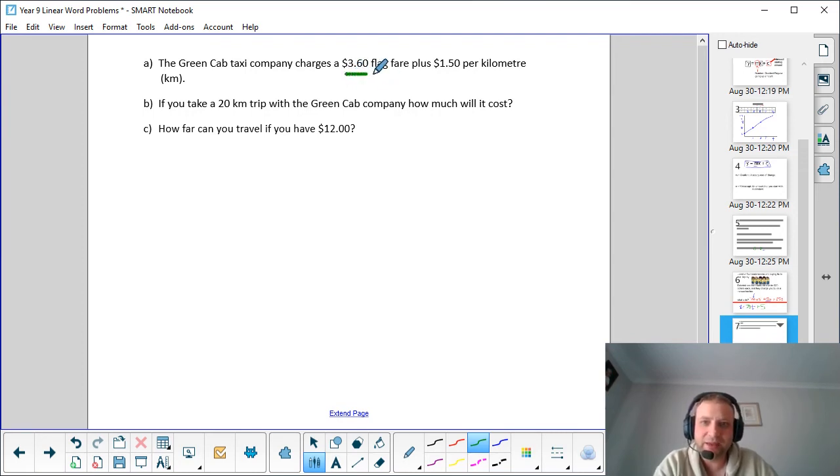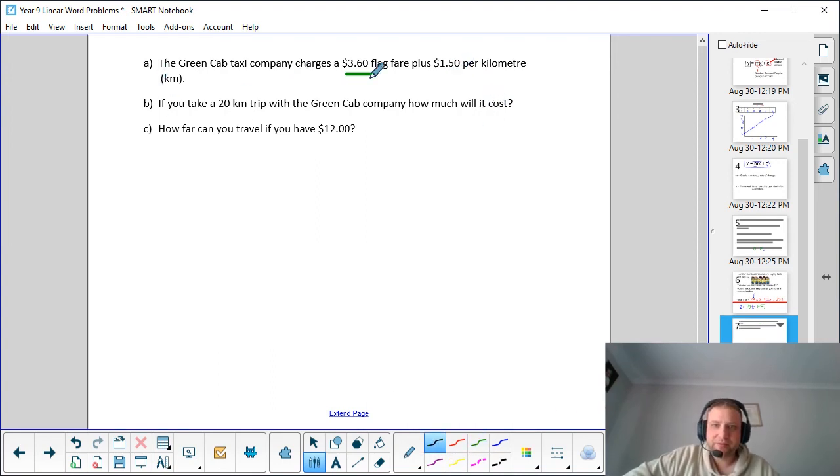This $3.60 happens the second you get into the taxi, no matter what. That's what a flag fare is. It's the fee they charge us for pulling up. Then we've got this $1.50 per kilometer, right? So that means it's going to happen for the first and the second and the third. It's going to keep happening over and over and over again. So we should be identifying this as our steady rate of change, as our gradient.